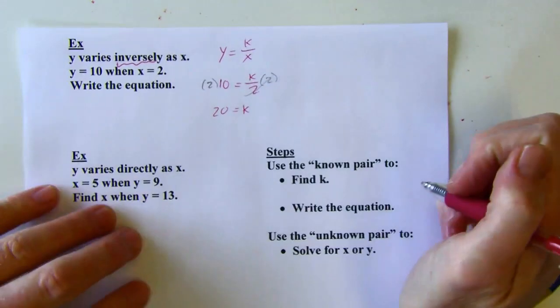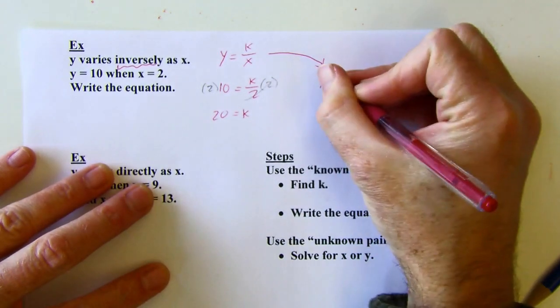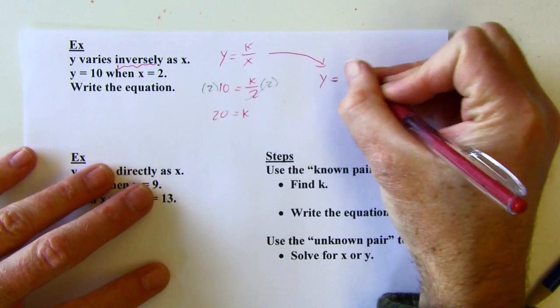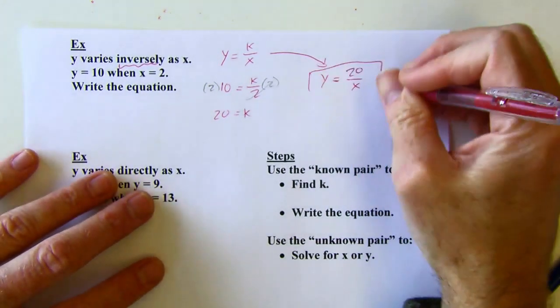Now that I've got k, I can go back to my equation and rewrite this equation to make it fit this particular problem. y is going to equal 20 over x. And there we go. There's the equation.